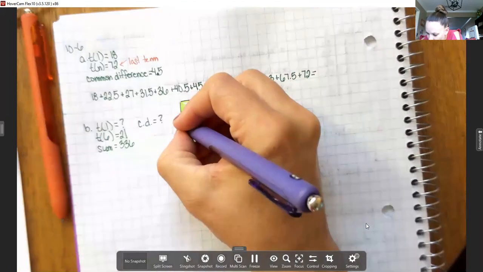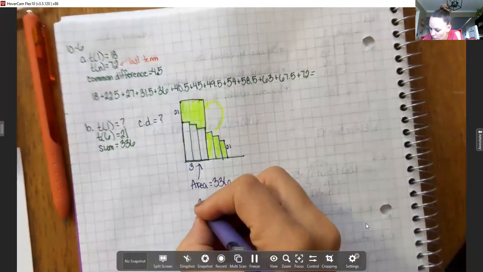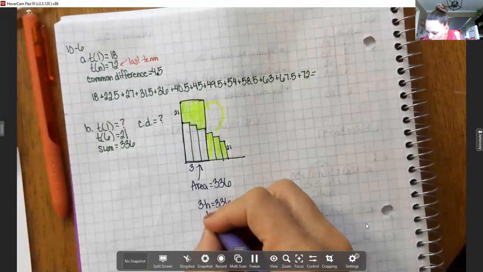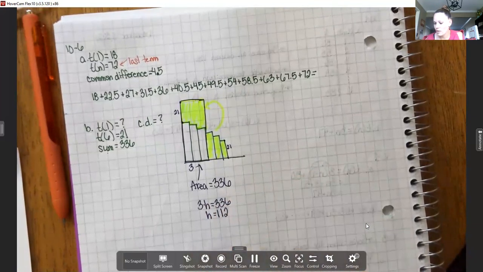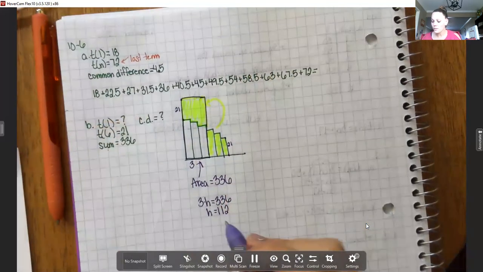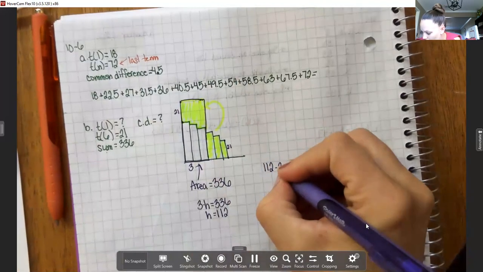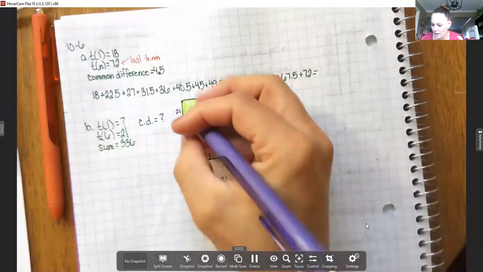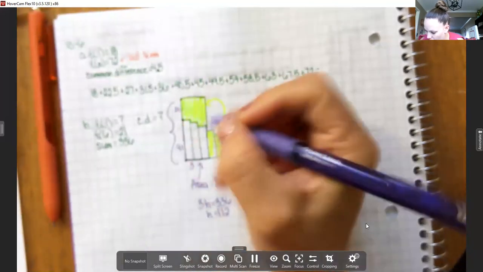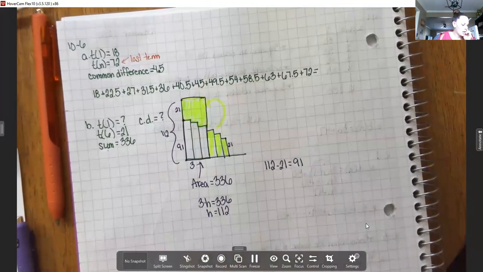We know that this little guy, from here to here, had a height of 21. We don't know the overall height. This part is 21 tall. So 3 times h would be equal to 336. So the base is 3. We don't know the height. We know that top part's 21, but the overall height we don't know. So we find it to be 112. So 112 minus 21 gives us 91. So that's that first term. From here to here has to be 91 because this whole thing is 112. Questions on that part?